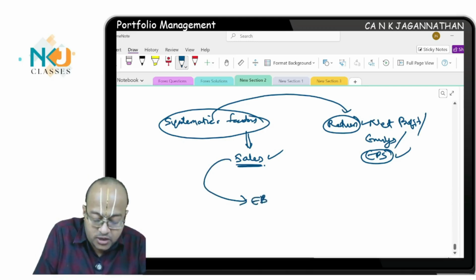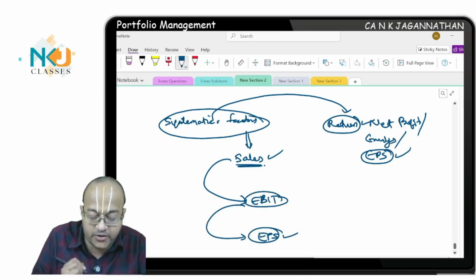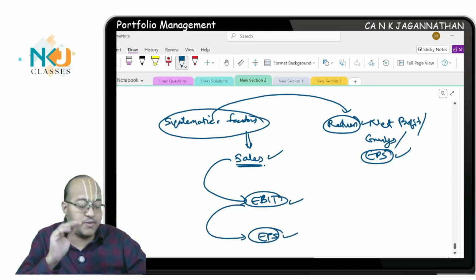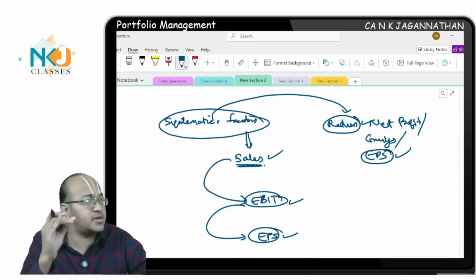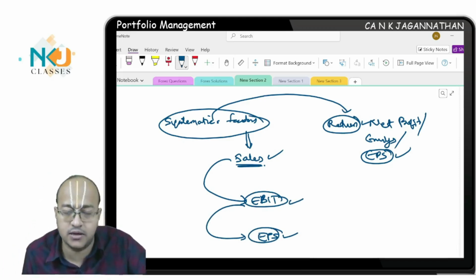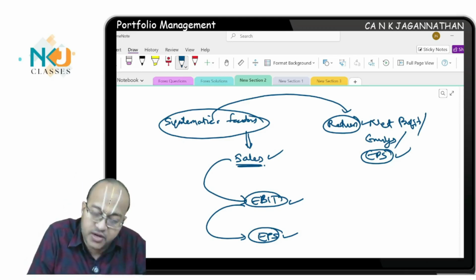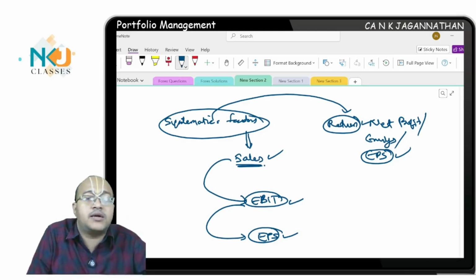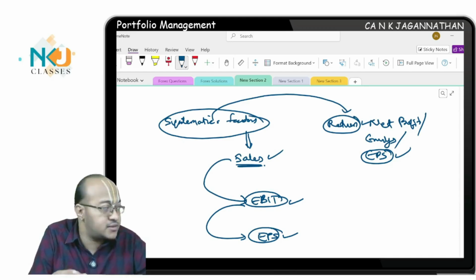Therefore, gradually EBIT of the company will also get affected. From EBIT, the EPS of the company will get affected. Listening, so systematic factors will affect the sales of the company, through which it will ultimately affect the earnings of the company. But one catch is there. Yes, systematic factors will affect the sales of the company, but not all the companies will get affected in the same manner from these systematic factors.